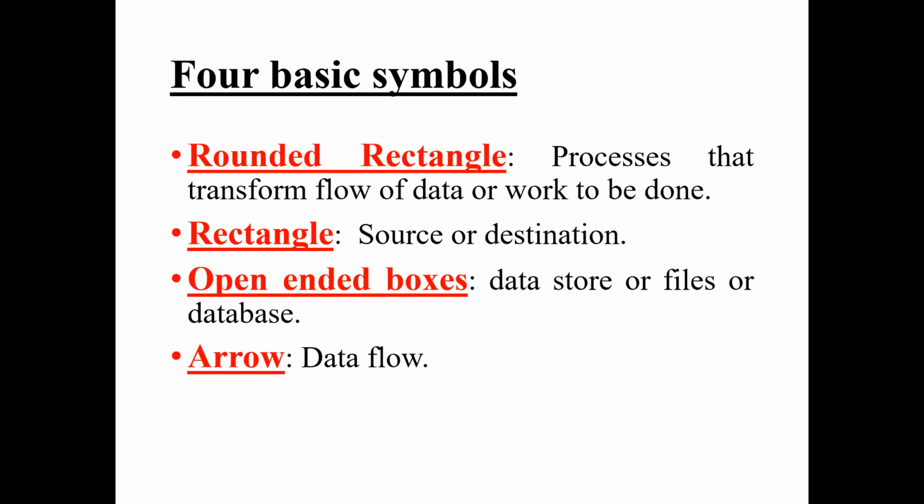This type of rectangle shows the processes that perform the flow of data or the work to be done, meaning what type of work will be done here. So the rounded rectangle shows the process. When we see a rounded rectangle in a data flow diagram, it shows the process. Whereas a simple rectangle, having sharp edges, shows either the destination or the source, either the beginning of the flow of data or the end where the data is going to end. Then open-ended boxes, meaning two parallel lines, show the data stores or database. Every system has a set of data that is stored in the database.